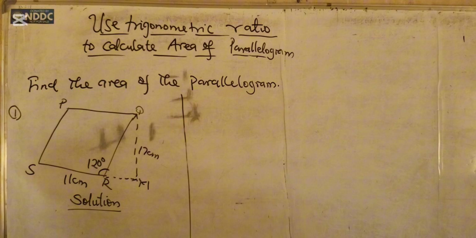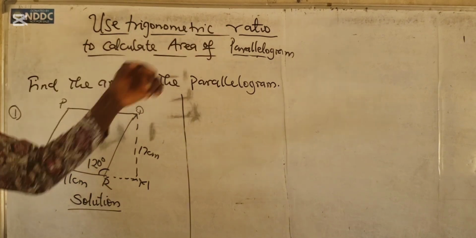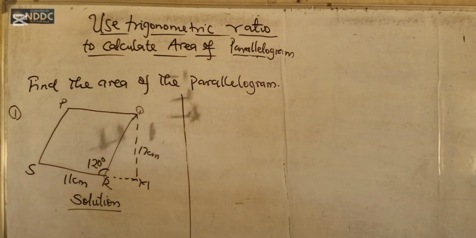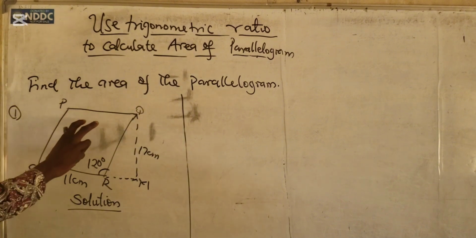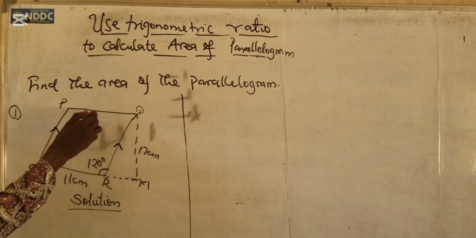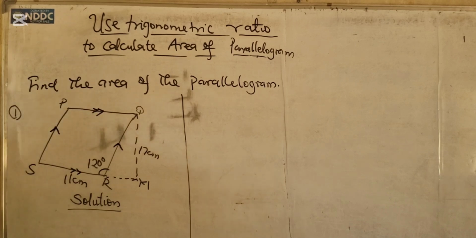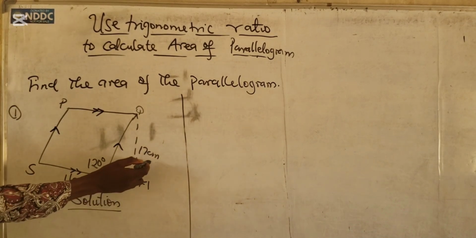Now, I have just dealt with how to calculate the area of a triangle with trigonometric ratio. Now, I want to talk about how to calculate the area of a parallelogram using trigonometric ratio. If you look at this question, it's a parallelogram because this side is parallel to this side. This side is parallel to this side. So I can take any one, this is my base, this is my height.